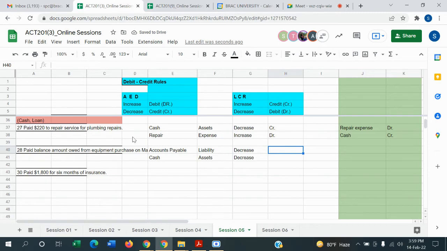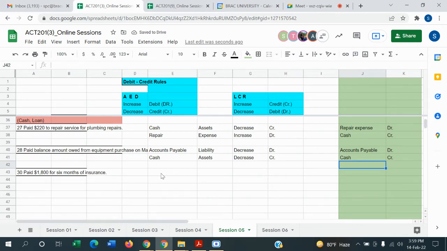If liability decreases, debit. And asset decrease, credit. So in the journal, accounts payable debit, cash credit.